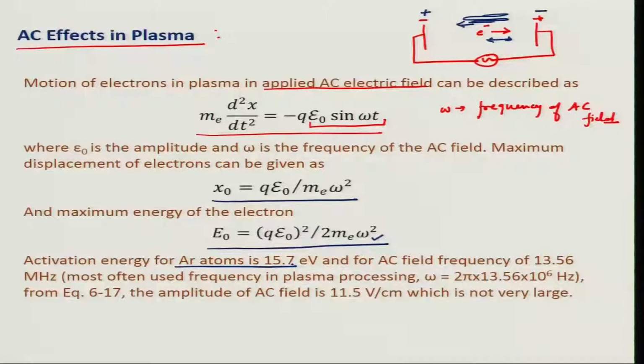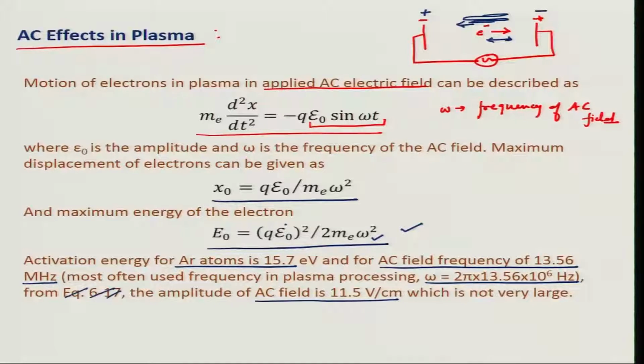Activation or ionization energy. Suppose my omega, the AC field frequency, is 13.56 megahertz, which is most often used in thin film deposition or plasma processing. So, my omega would be 2 pi into 13.56 into 10 to the power 6 hertz. From this expression over here, we can calculate the amplitude of the AC field, which is around 11 volt per centimeter.